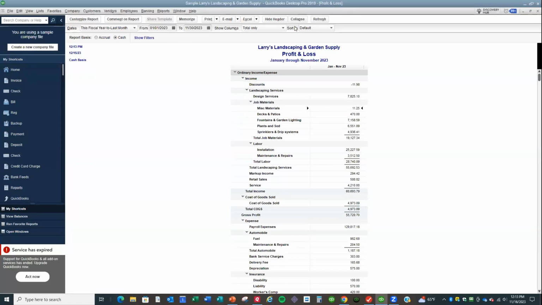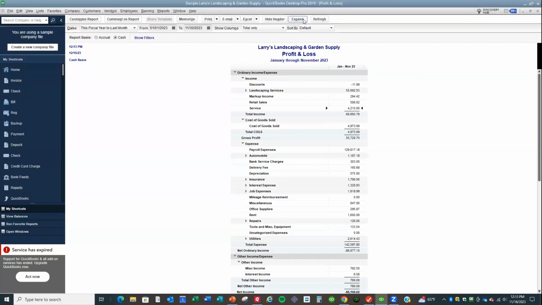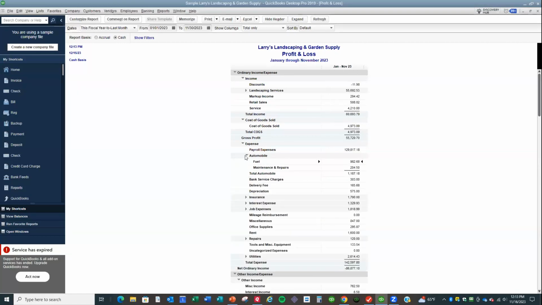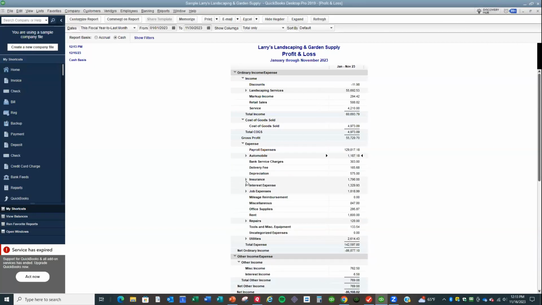So if you see this little collapse button here, we're going to collapse the whole thing. It's just a little easier to read. If we wanted to see anything, like say automobile, what's an automobile? Well, automobile, they have fuel and maintenance. So you can actually expand any individual category that you want.